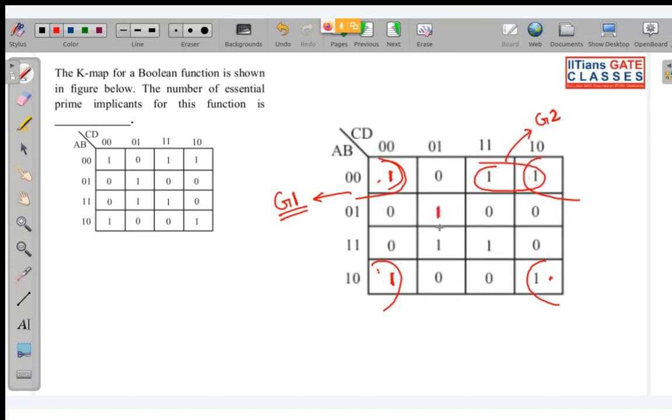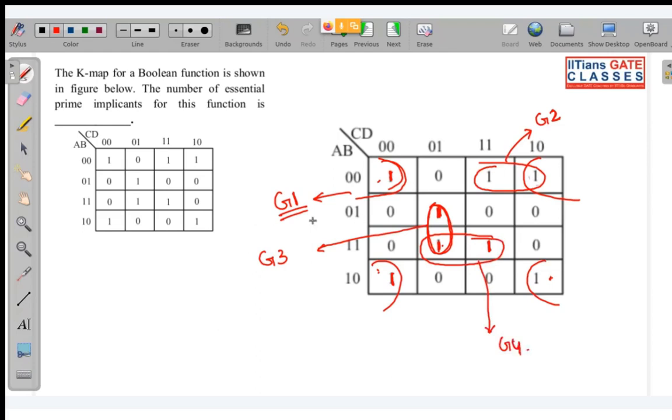Now look at this one. This one has only one option to group like this. So this group is another essential prime implicant. Now look at this one. This one has an option, either it will group with this one or it will group with this one. So due to this one, there is no essential prime implicant. Now check the last one, this one. This one has only one option to group like this. So this is also an essential prime implicant.